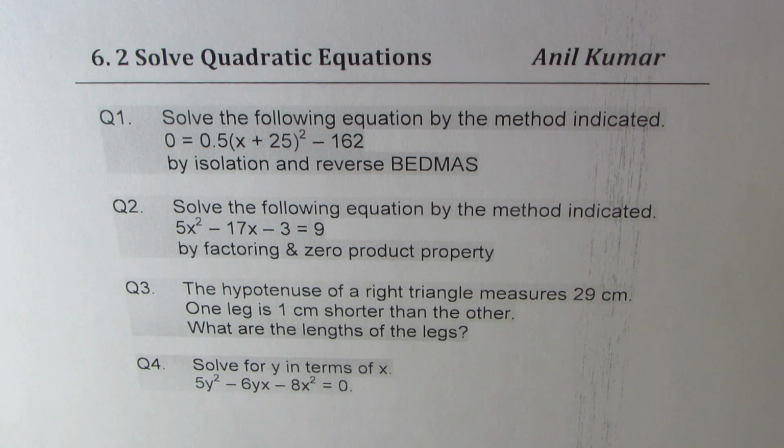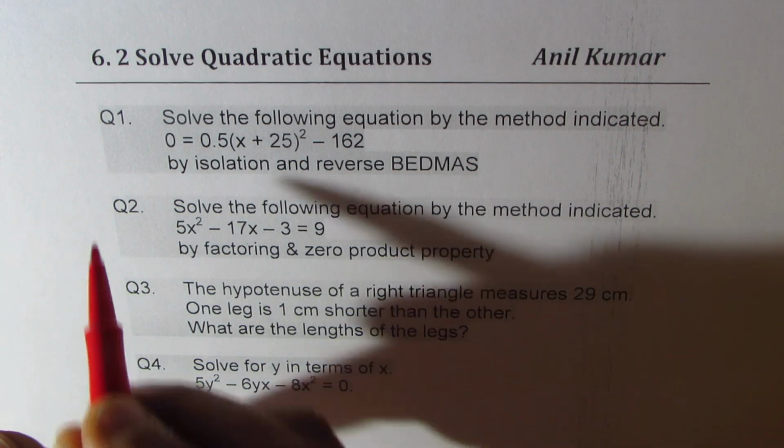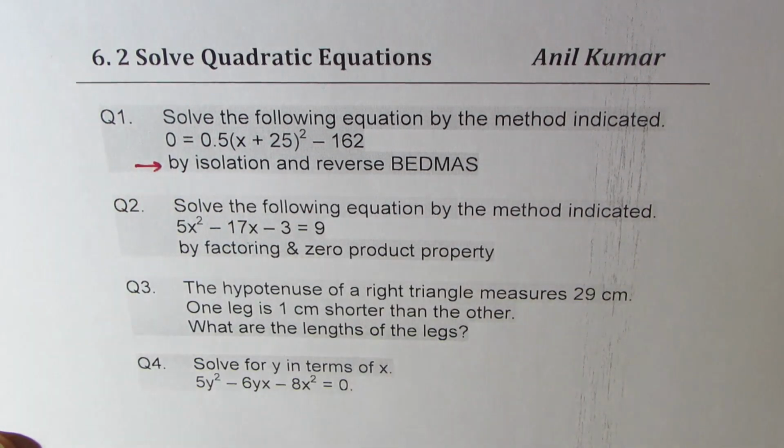Question number 1. Solve the following equation by the method indicated. 0 equals 0.5 times (x plus 25) whole square minus 162. The method to be used here is by isolation and reverse operations.